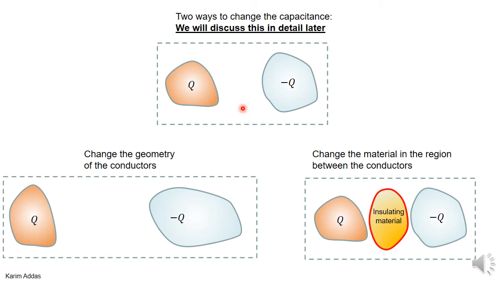There are two ways you can change the capacitance of this system of conductors. We're going to discuss this in detail during the chapter, but I'll just give the idea. One way, you can change the geometry of the conductors, and this involves either changing the shape or the distance between the conductors. The other way you can change the capacitance, which we'll take a bit later, is by inserting some insulating material between them. So the act of inserting this insulating material will change the capacitance of this device. We're going to study this case in detail later, and we're going to study this case in detail also later.